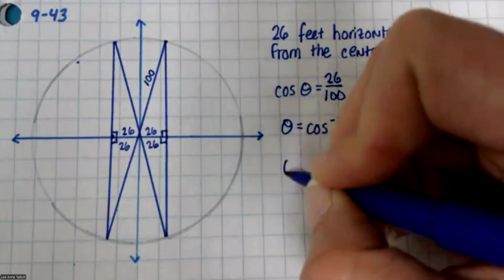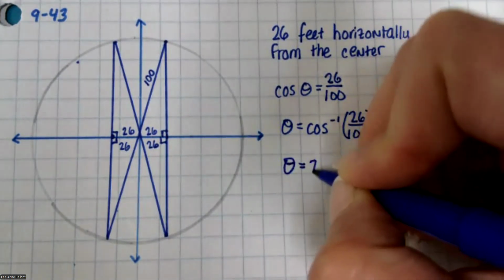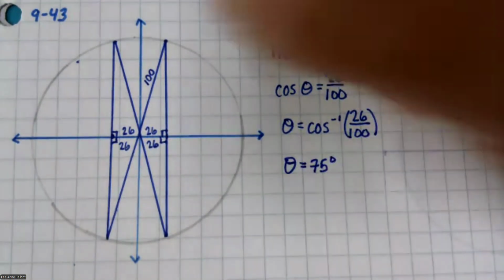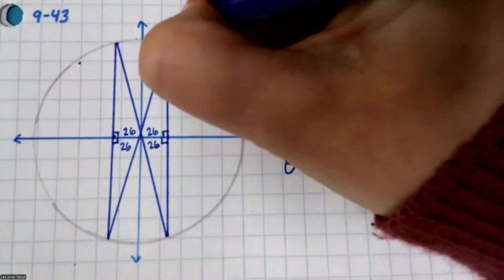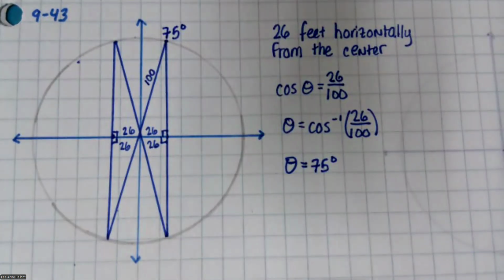And we're gonna round this to 75 degrees. Okay, so put 75 here. Now, does that make sense, reasonably speaking, knowing what you know about the circle? Does that look like it could be 75? Yeah. Okay.